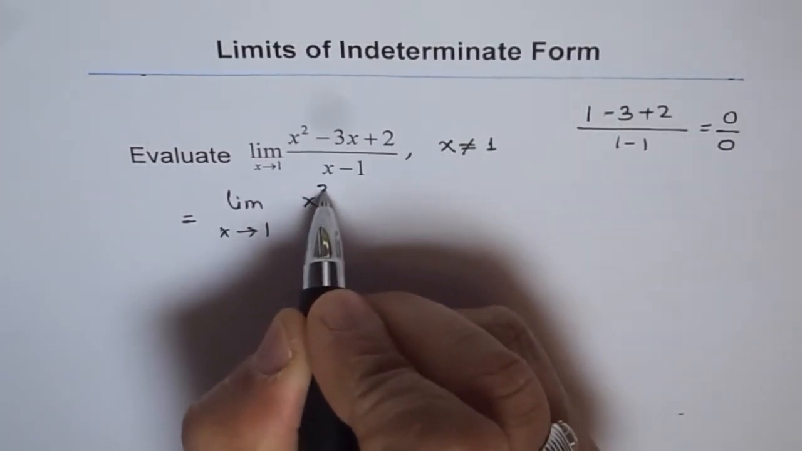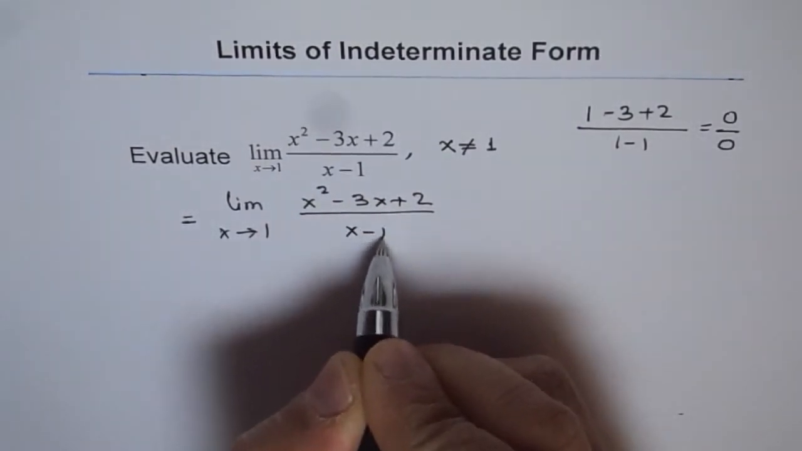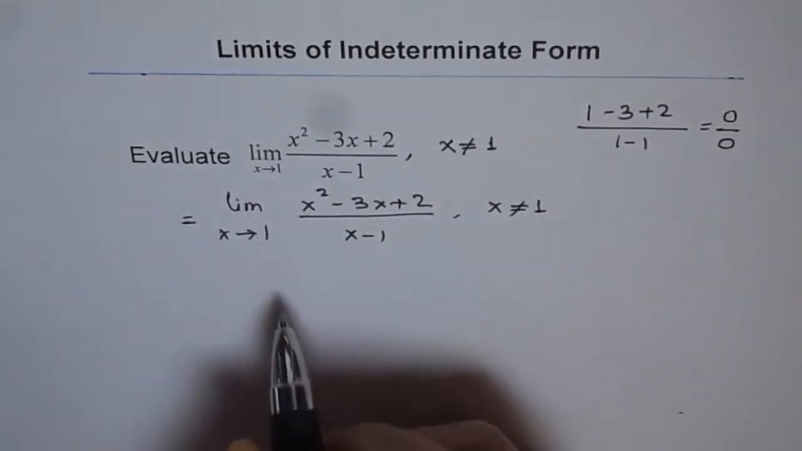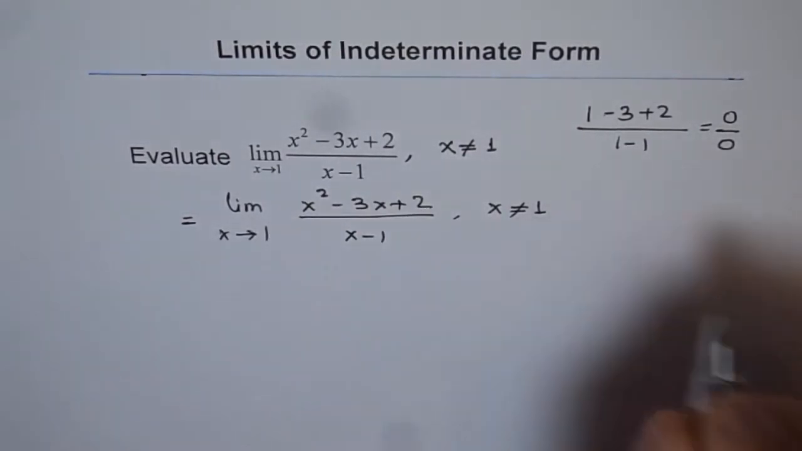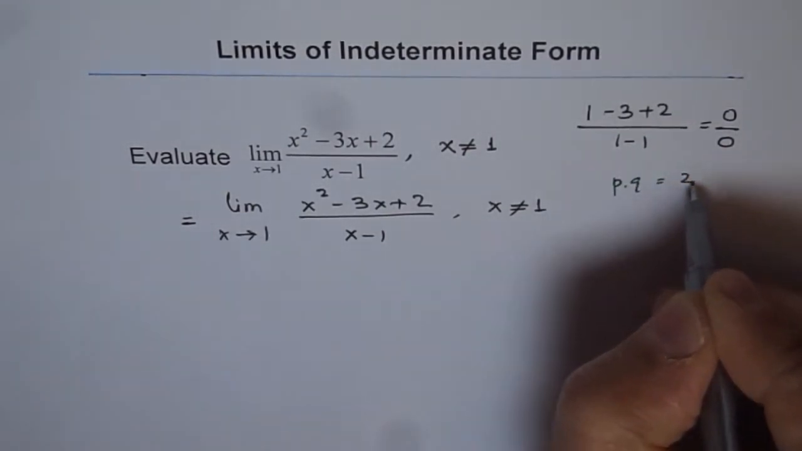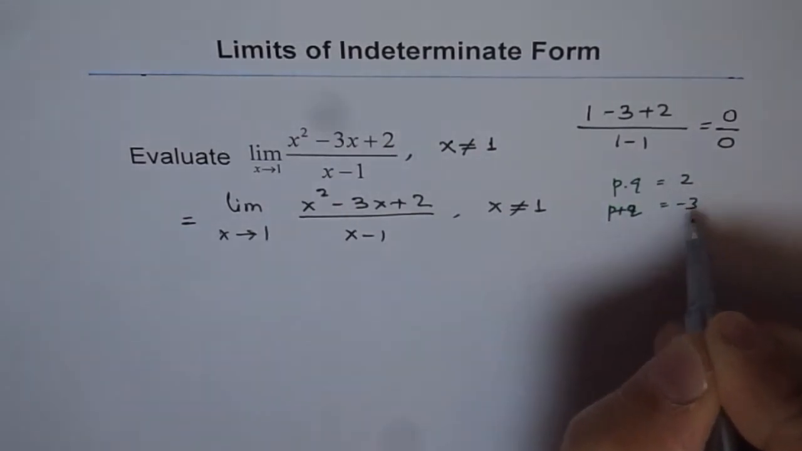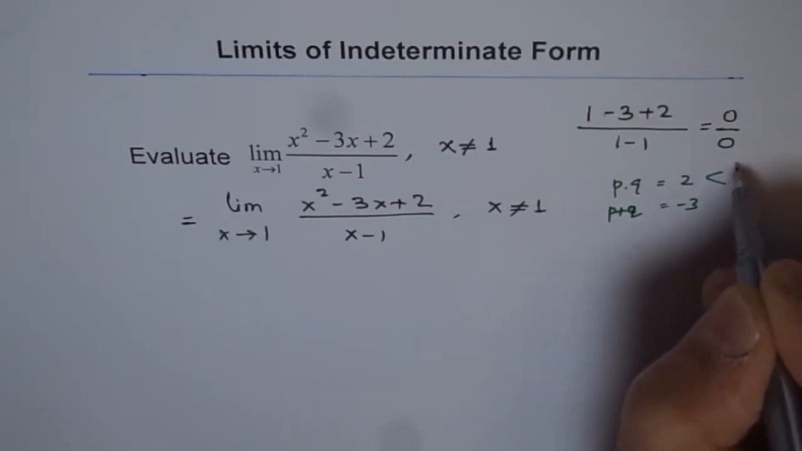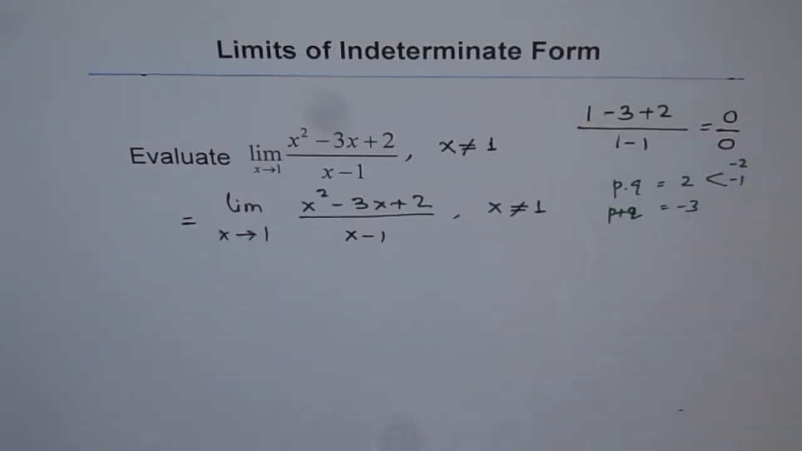So let me copy this first. We have (x squared minus 3x plus 2) over (x minus 1), and we know x is not equal to 1, right? Now, to factor, we need a product of 2. So we need two numbers whose product p times q is 2, and whose sum is minus 3. The two numbers which give a product of 2 and a sum of minus 3 are minus 2 and minus 1. If you add them, you get minus 3, correct?